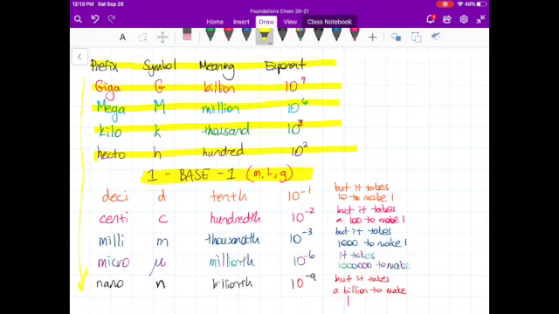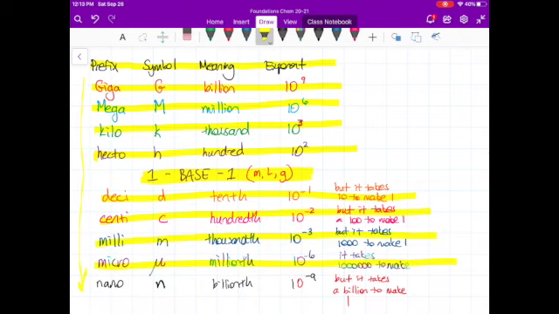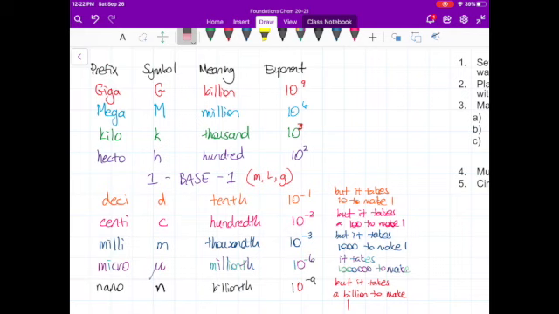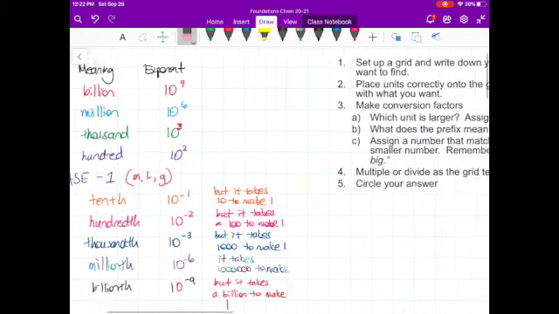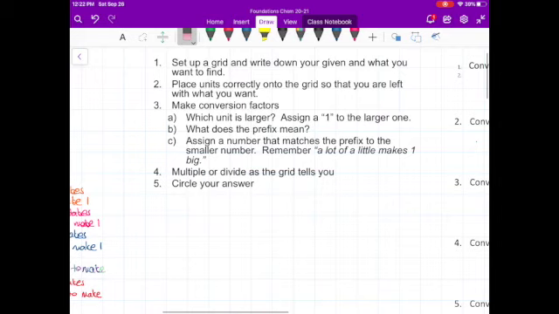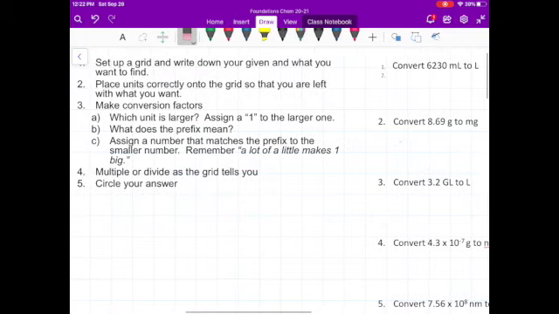So here we go. Deci, tenth, but it takes 10 to make 1. Centi, hundredth, but it takes 100 to make 1. Milli, thousandth, but it takes 1,000 to make 1. Micro, millionth, but it takes 1,000,000 to make 1. Nano, billionth, but it takes 1,000,000,000 to make 1. So now what we're going to do is take this table and use this set of guidelines to make these conversions.